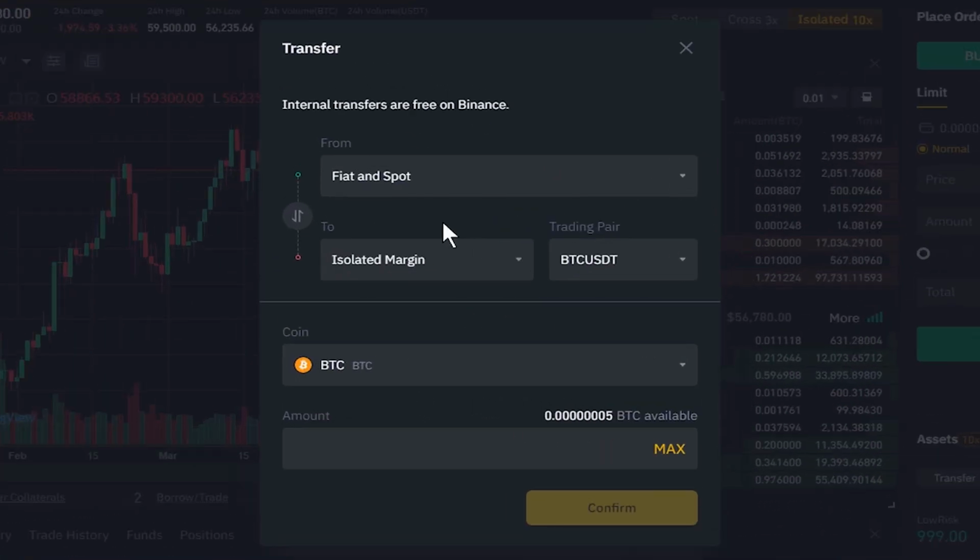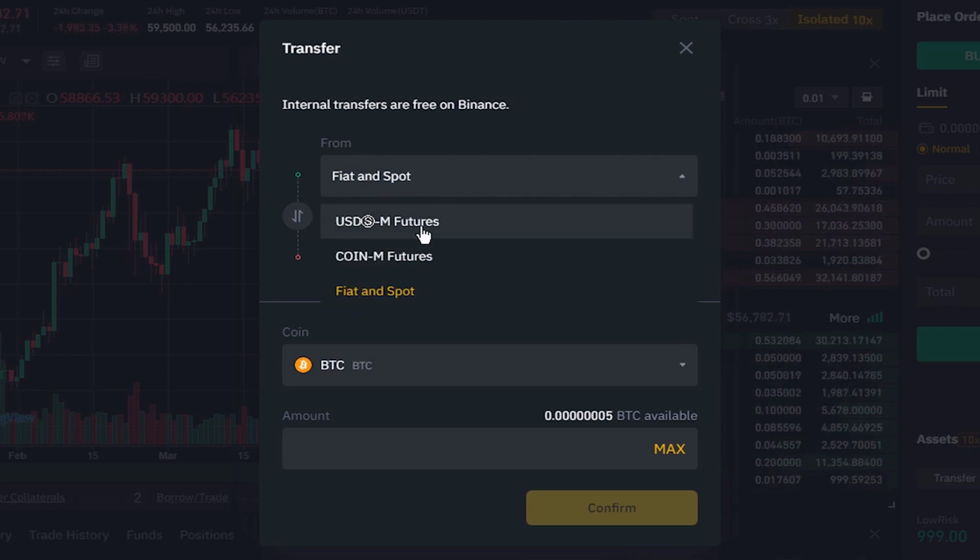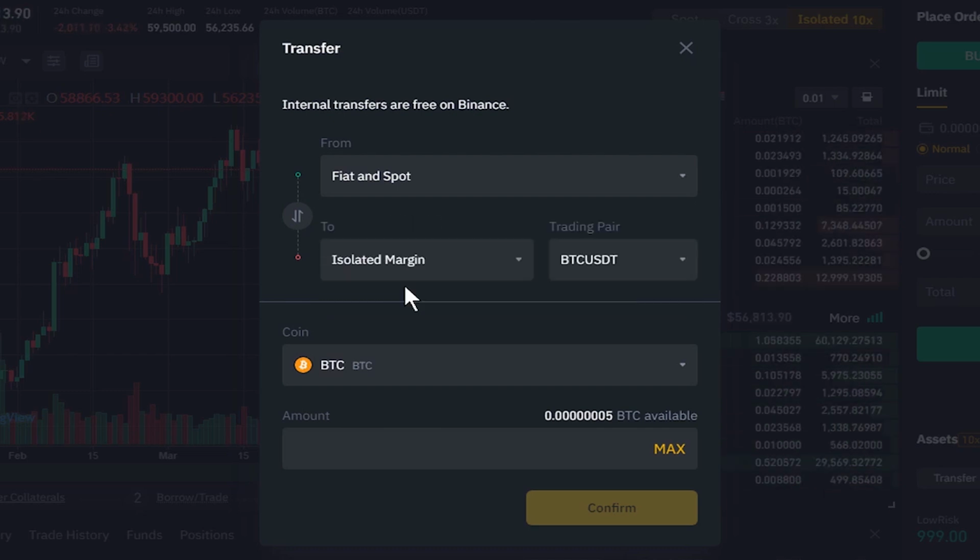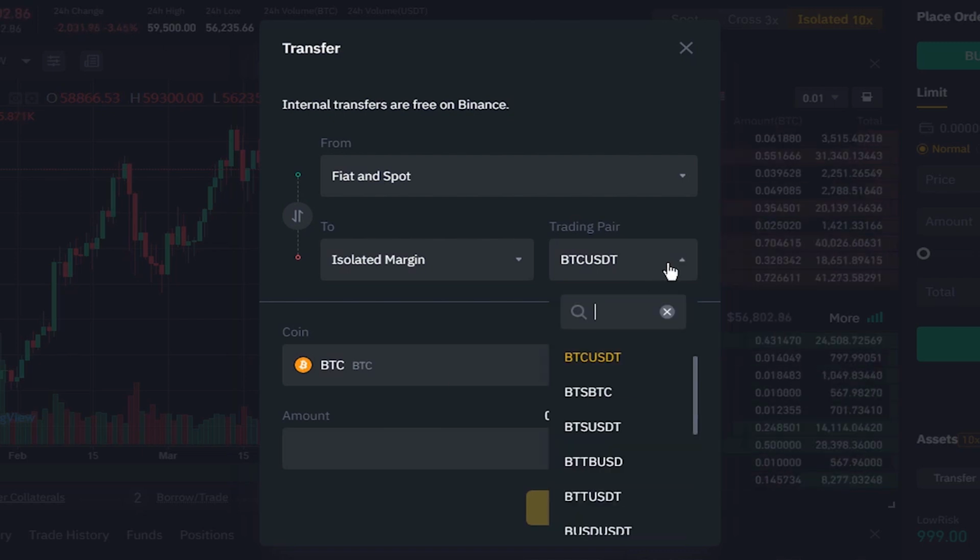As you can see, it shows from fiat and spot wallet, and you can also choose futures wallets. I'm going to transfer from my spot wallet, so I select fiat and spot, and here it shows that we are transferring to isolated margin wallet. Here it shows the trading pair that we have already selected. Here in the list, you can choose other trading pairs if you want. We continue with BTC USDT.